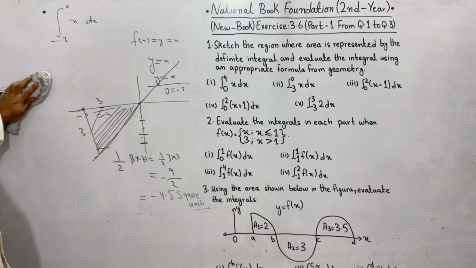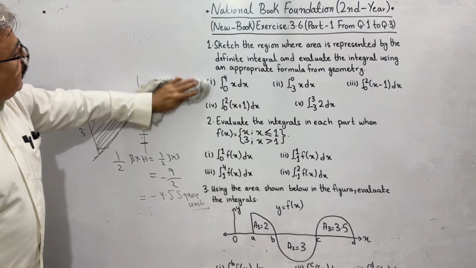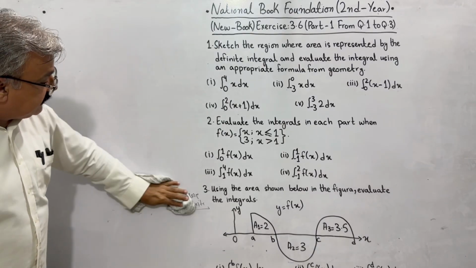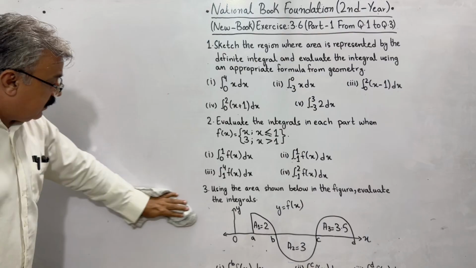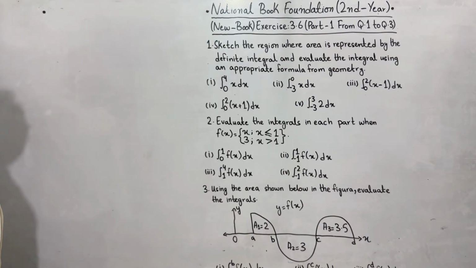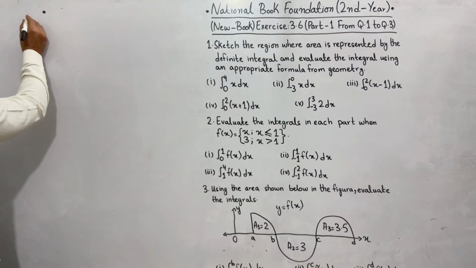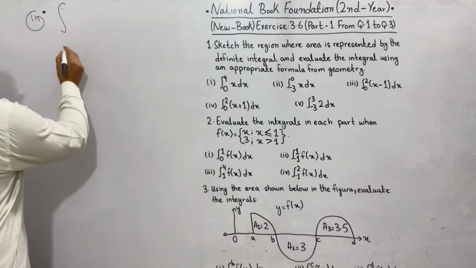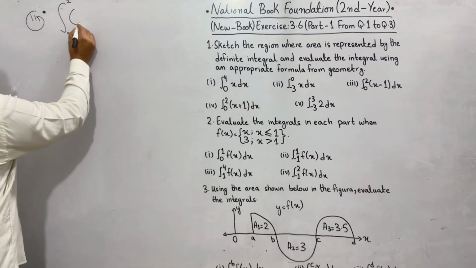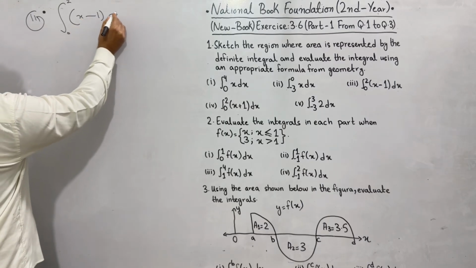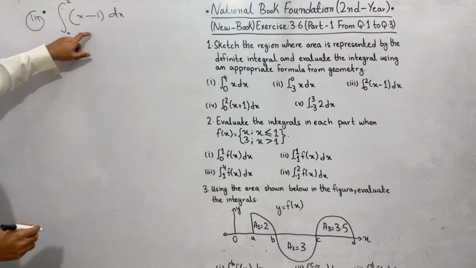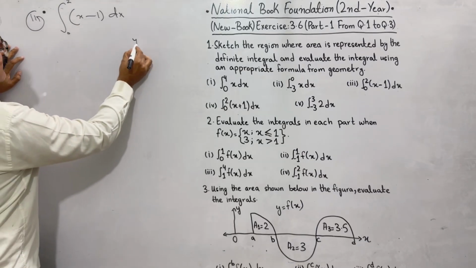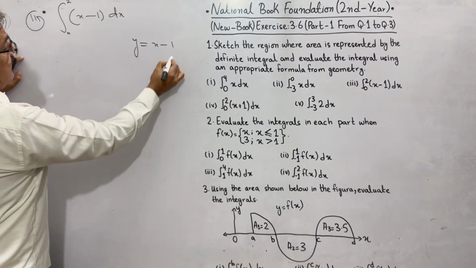Okay, cool. Moving towards question number 3. One can verify by integrating x square over 2 and putting the upper and lower limit in the same fashion. Okay, question number 3. Our limits are 0 to 2, x minus 1 times dx. This is the value of y or f of x, so y is equal to x minus 1.